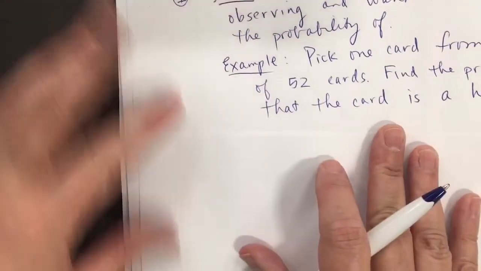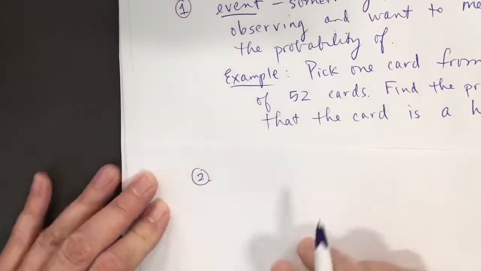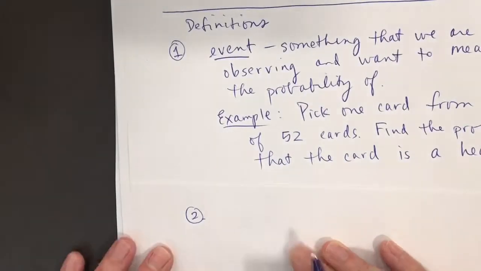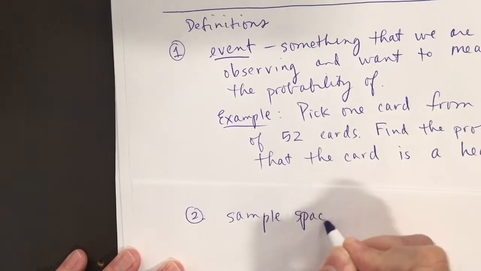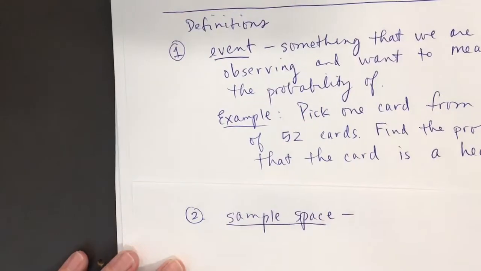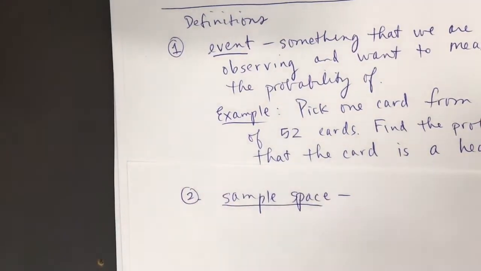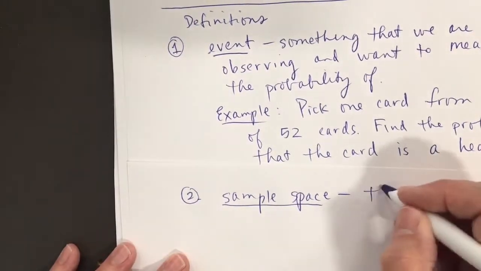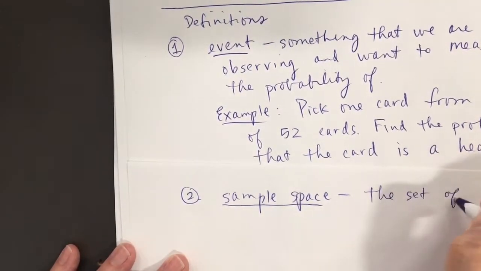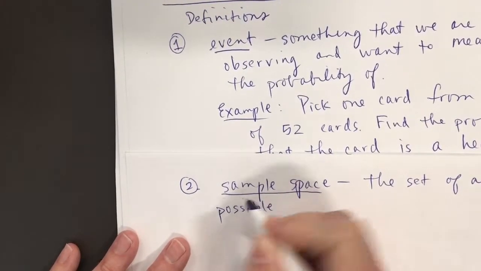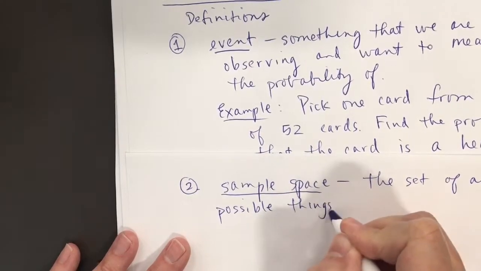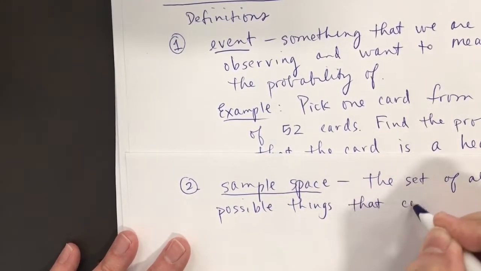Now, another definition is sample space. The sample space, that would be the set of all possible things that could happen. The set of all possible things that can happen.